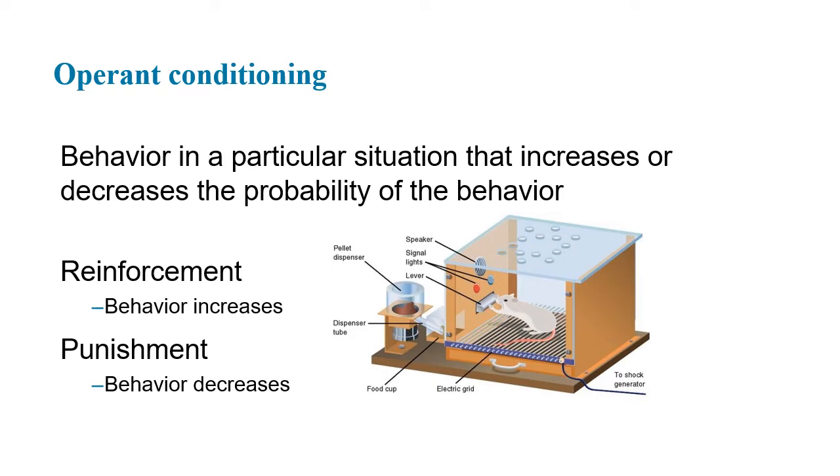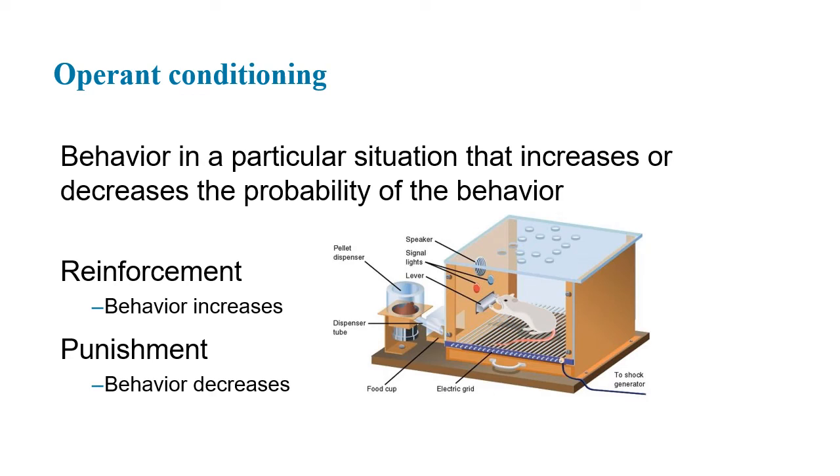Then punishment is the other side of it. So this is going to decrease the behavior. So positive punishment, again, doesn't mean good punishment. It means the addition of something unwanted. Like the kid being grounded for doing something wrong. So positive punishment is the addition of something unwanted.